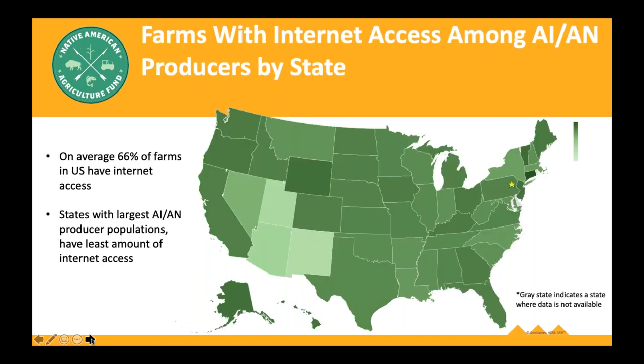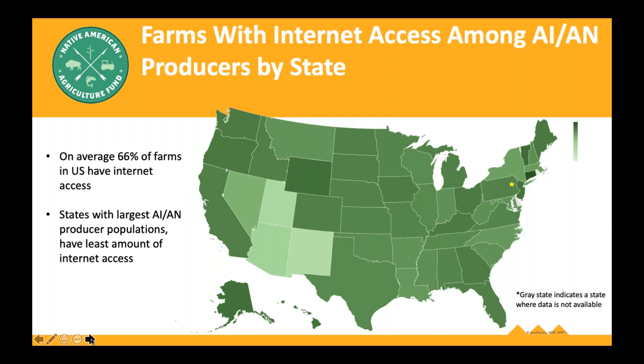Moving on to farms with internet access among American Indian and Alaska Native producers by state. Like I said, there were supposed to be percentages, but those will be available for you to access later. This is important because of the growing importance of precision farming and big data, which requires internet access. On average, 66% of farms with American Indian, Alaska Native producers have internet access.